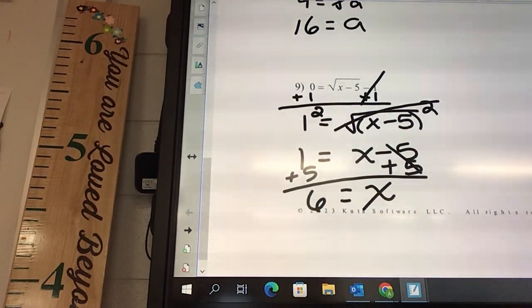So for number 8, you have to take a fraction. You would square them first, and then times it by 2. I think there's one of them on here. If not, I'll go back and do it.